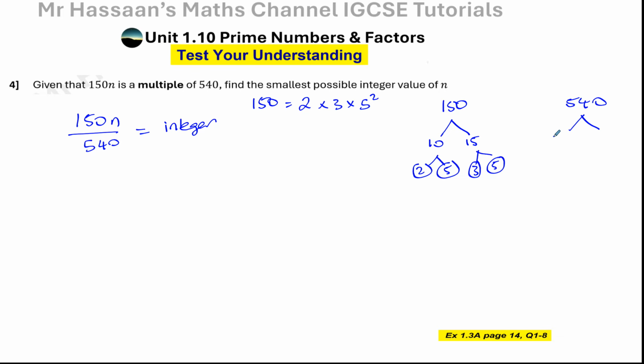And 540, let's start with 54 times 10. 10 is 2 times 5. And 54, we can say 9 goes into 54 6 times. So we have 9 times 6. And 6 is 2 times 3. And 9 is 3 times 3. So we end up with 540 is equal to, oops, one second, what did I do there? That's not supposed to be circled because it's not a prime number.